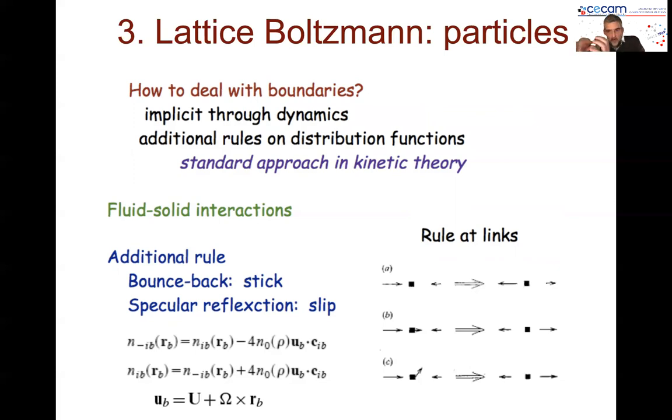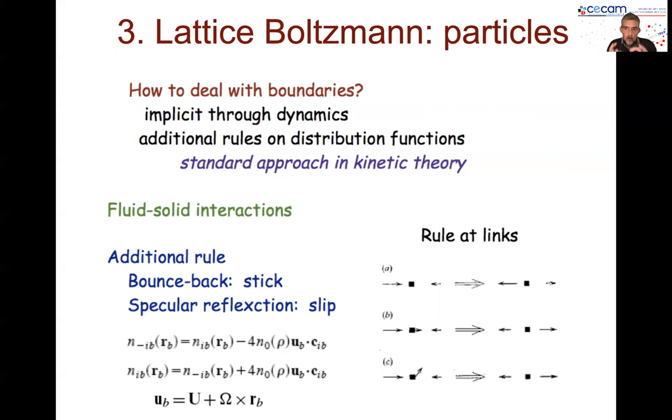So if we have an object that moves with a velocity, we should impose this bounce back not in the frame of reference of the lab, but in the frame of reference of the moving object. And again, one can formulate it and write this down. Here, this N stands for the F in the previous transparency. What it says is that the F that goes into minus i, meaning the direction opposite to the crossing link, is simply reflected. And then if there is a velocity, one has to subtract a certain amount. One can prove that this is the right transformation. I don't do that here, but you can find it.